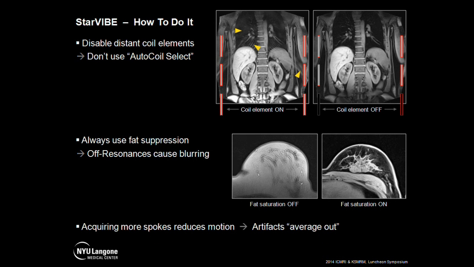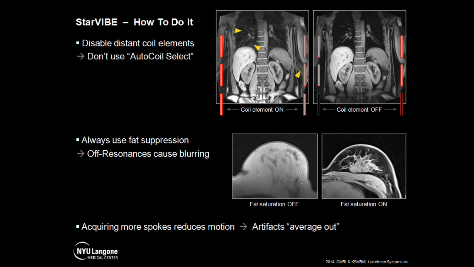Now, everything I showed so far can be done with this StarVIBE sequence. As I said, the StarVIBE sequence will become available as a product sequence in a few months from now. If you want to use this sequence in your clinical practice, there are a couple of pitfalls. So here are some hints or some tips. First of all, it's very important to disable coil elements that are far away from the region of interest, because these coil elements will only create artifacts. You can see this in this figure on the left side. In the lung, you can see a lot of streak artifacts.